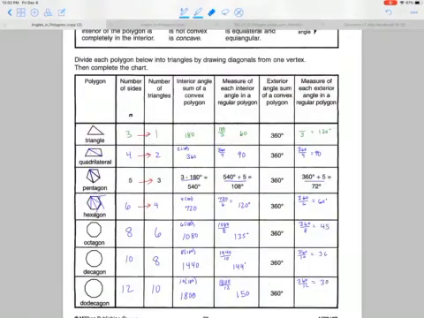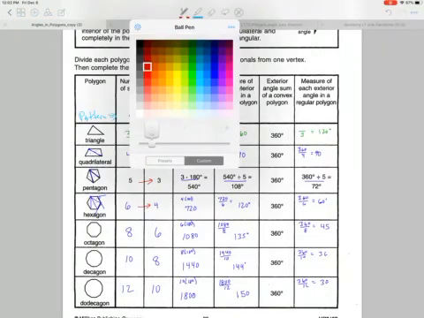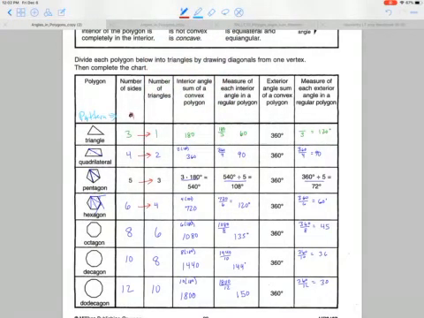Okay, now that you finished it, you have all of these values. Let's look at a pattern up here at the top. A pattern is if I have an n-sided figure, n number of sides, how many triangles do you get? Well, what did you notice? 3 to 1, 4 to 2, 5 to 3, 6 to 4. What did we do all the way down?